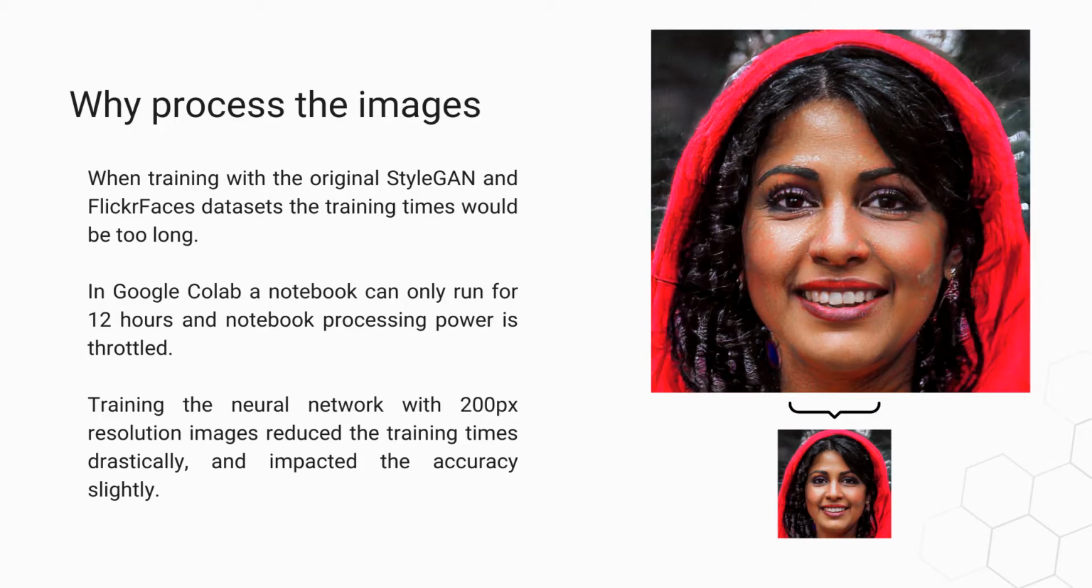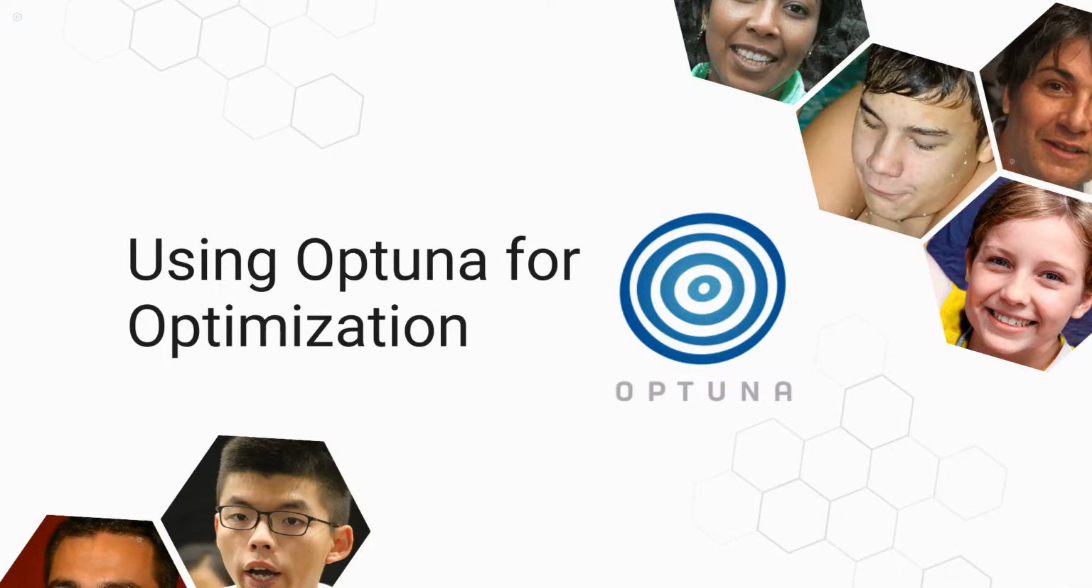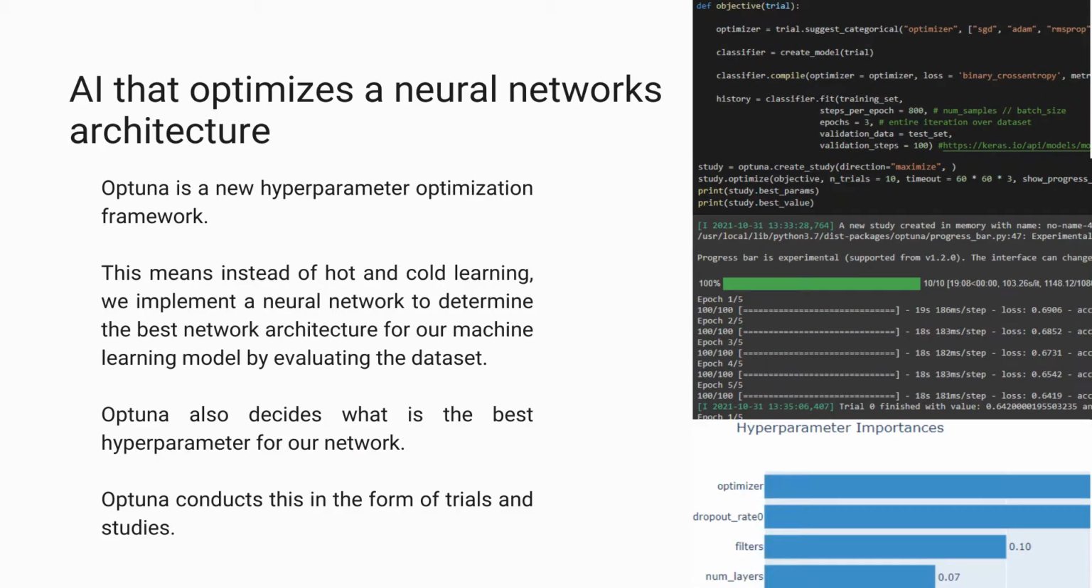Training the neural network with 200 pixel resolution images reduced the training times drastically and impacted the accuracy slightly. With the base neural network architecture as a proof of concept, the next step was optimizing the neural network. Instead of using hot and cold learning, Optuna was used to optimize the neural network with hyperparameter tuning. Optuna uses machine learning to determine the best hyperparameters for a neural network to maximize its accuracy.